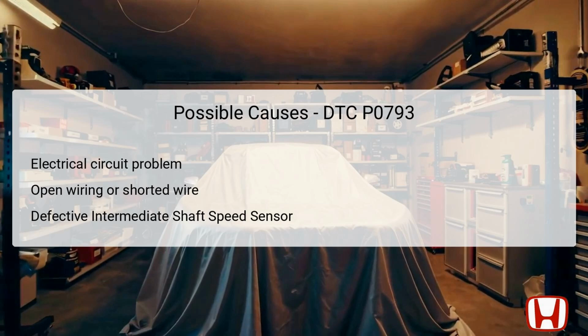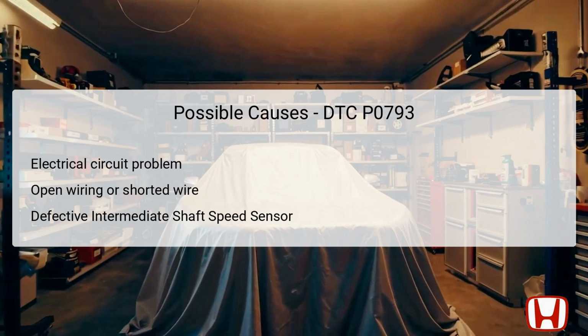The P0793 DTC is primarily caused by electrical circuit problems, not mechanical failures. One potential cause is an open circuit, where the electrical connection between the intermediate shaft speed sensor and the PCM is disrupted. This could result from damaged wiring or poor connections.